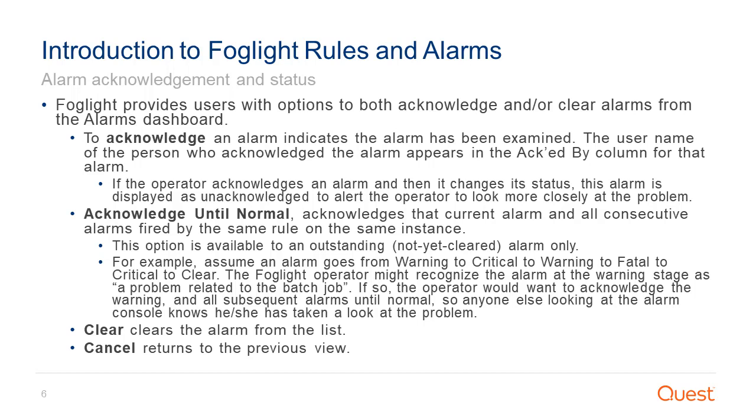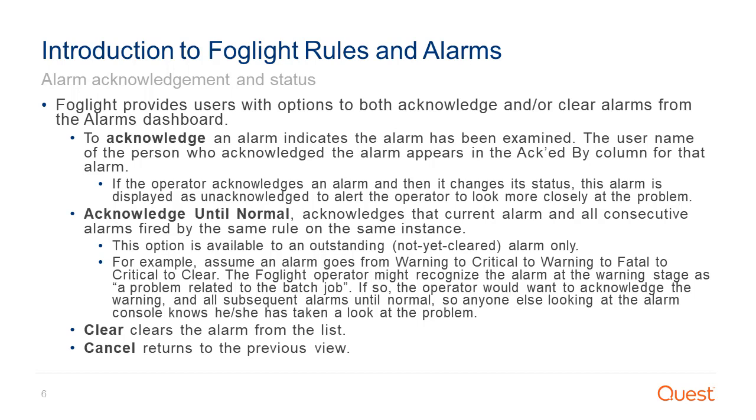If the operator acknowledges an alarm and then it changes its status, this alarm is then displayed as unacknowledged to alert the operator to look more closely at the issue. Acknowledge until normal acknowledges the current alarm and all consecutive alarms fired by that same rule on the same instance. This option is available to an outstanding, not yet cleared alarm only.